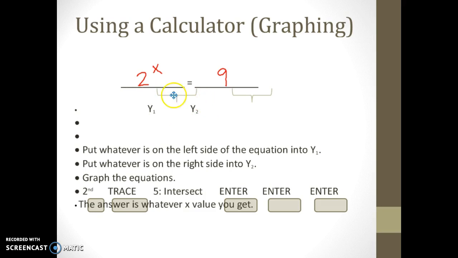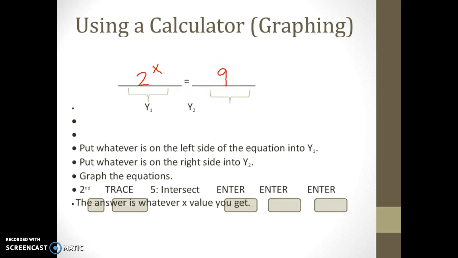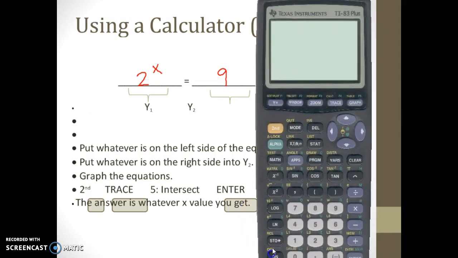So that's going to be in y1, and this is going to be in y2. So if I pull up my calculator, I'm going to turn it on, go to y equals, and in y1 type in whatever's on the left side of my equation. So 2 caret x, and then on the right side I put that in y2.